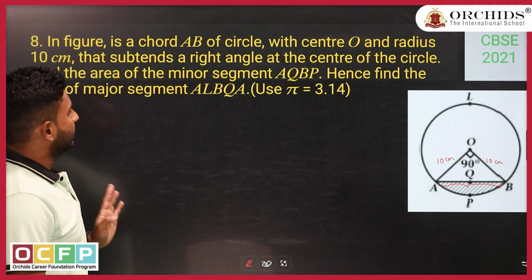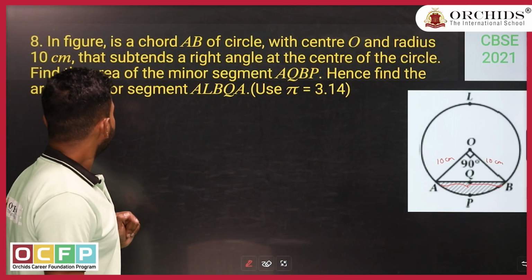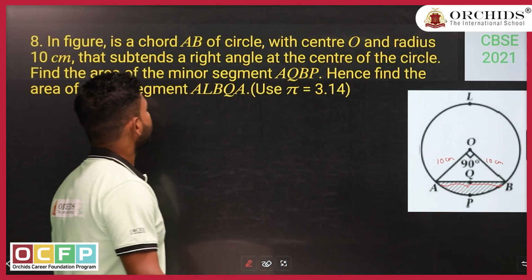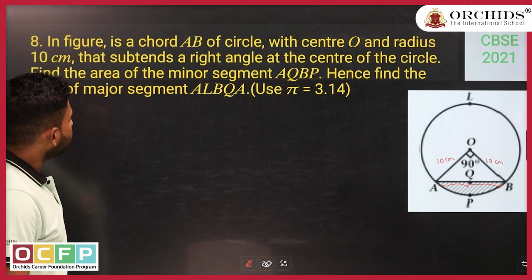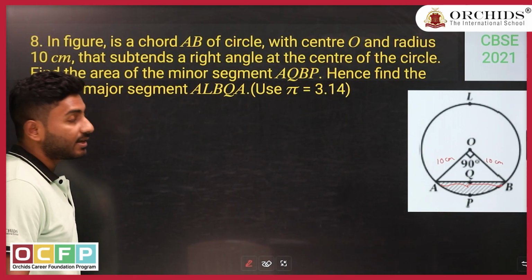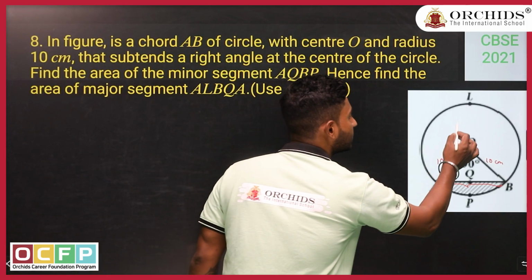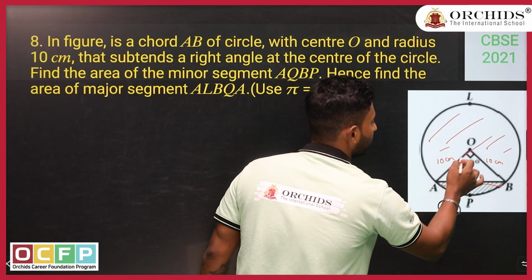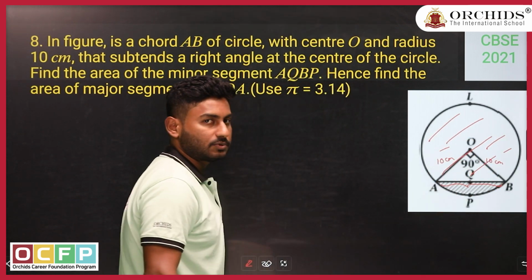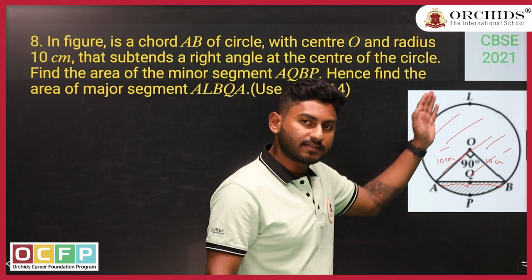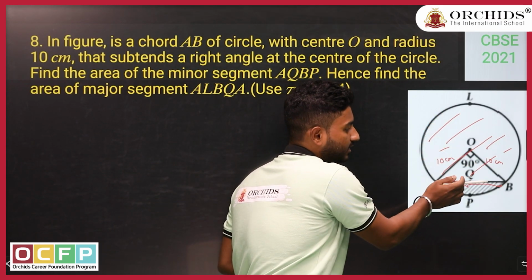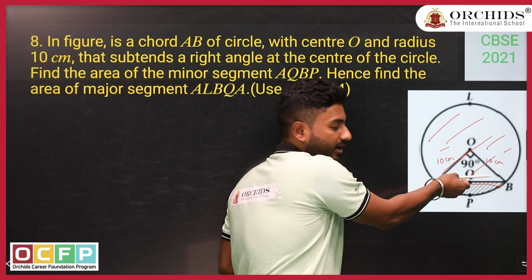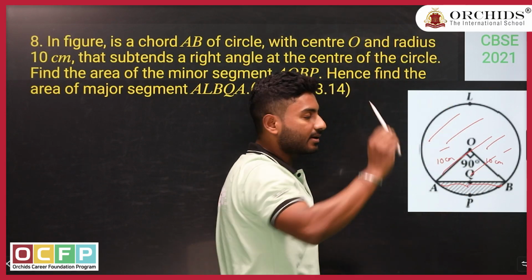Find the area of the major segment. Sorry, minor segment. So this is the minor segment. They have already shaded it. The shaded portion they are asking, and hence find the area of the major segment as well. So you have to find out this segment as well, the whole thing. Don't get confused. Sector is a different thing. Segment is different. So this particular chord divides the whole circle into 2 segments. One segment, second segment. Fine.